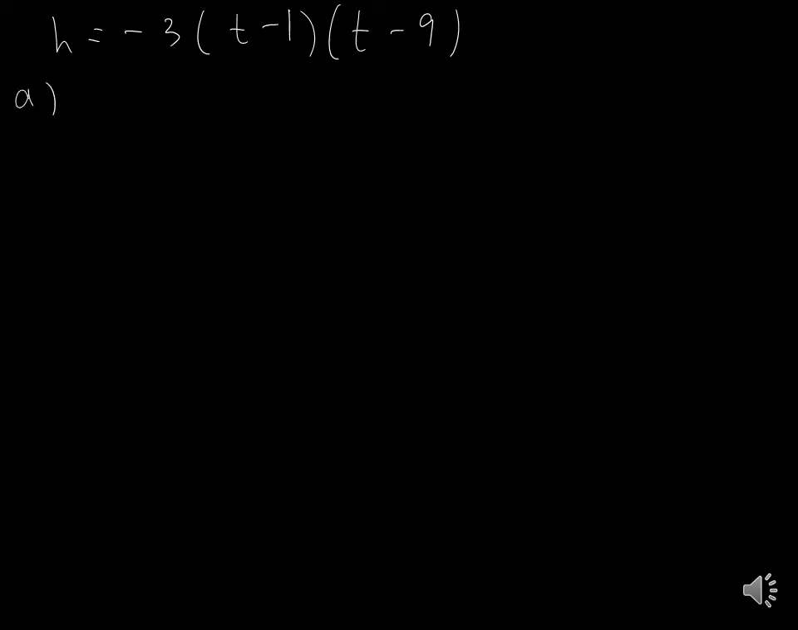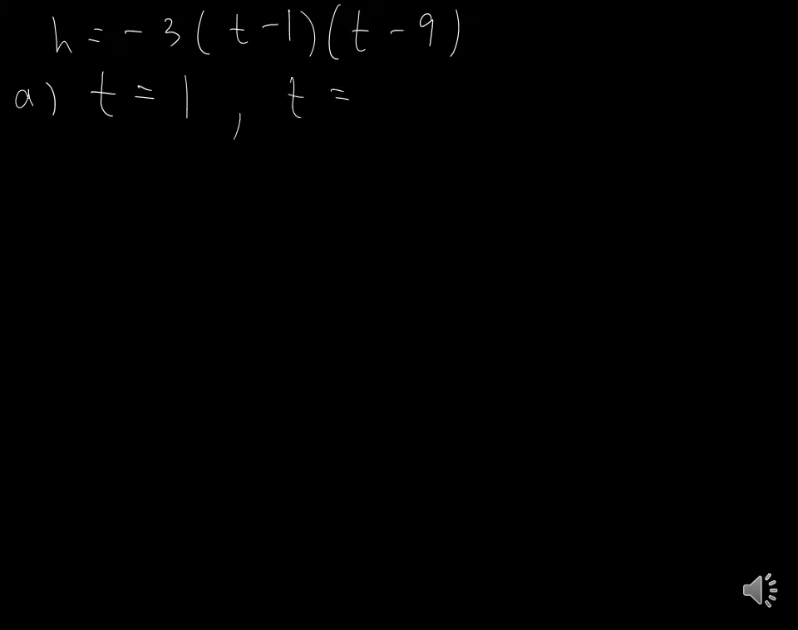So part A asks what are the zeros. This is already in factored form for us, so it's pretty easy. Remember, the zeros are whatever makes each bracket 0. So if I look at the first bracket, t minus 1, what value for t makes that first bracket 0? In other words, what minus 1 is 0? Hopefully you're thinking the answer is 1. 1 minus 1 is 0, so that works.